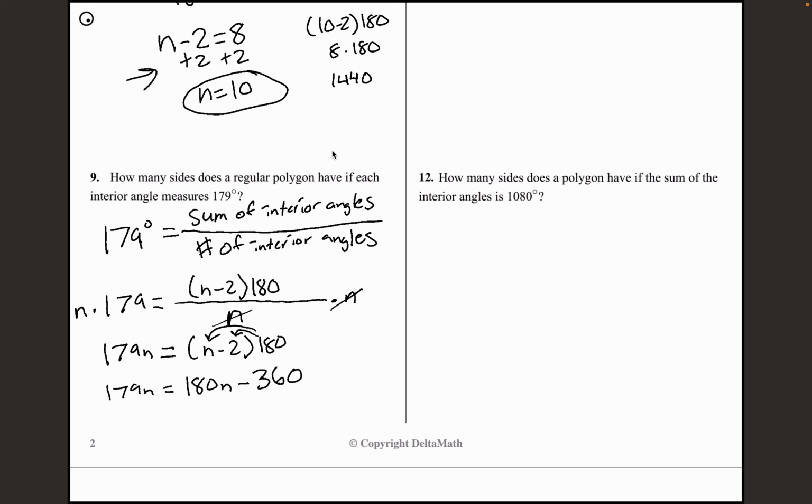Perfect. So now what do I do for my next step? Get rid of the 180. I subtract the 180n on both sides. Well, what's 179n minus 180n? Negative n, negative 360. And how do I get rid of the negative? So how many sides does this polygon have? It has 360 sides.